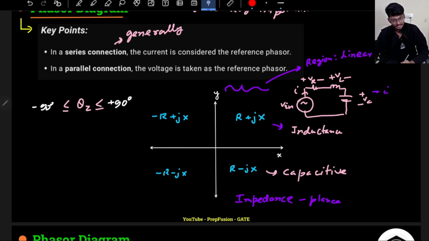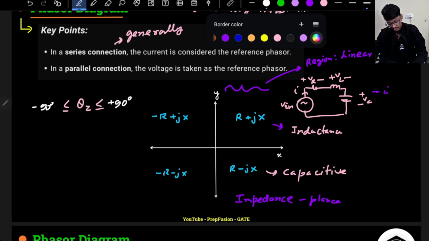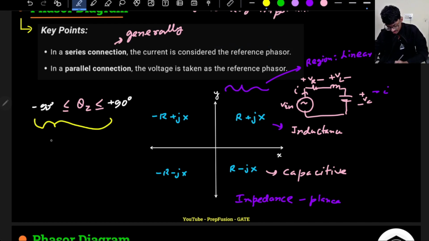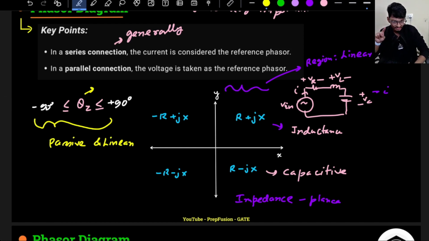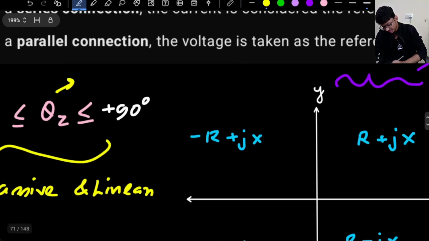For an active network, resistance can be negative, but theta z is the impedance angle. Generally it is the impedance of a passive network. So these theta z limiting values are with respect to a passive and linear network. This is known as the impedance angle. Later on we will come to this more, but for now understand this is the impedance angle, R plus jX, tan inverse X by R. How to find the angle, I hope you know till now. So basically it is the impedance angle.